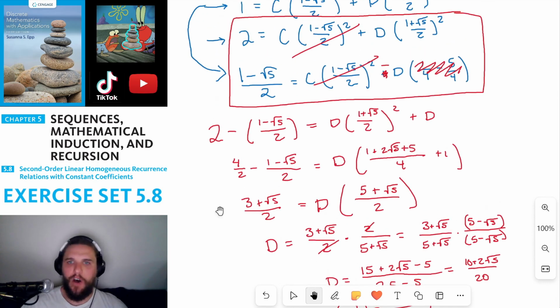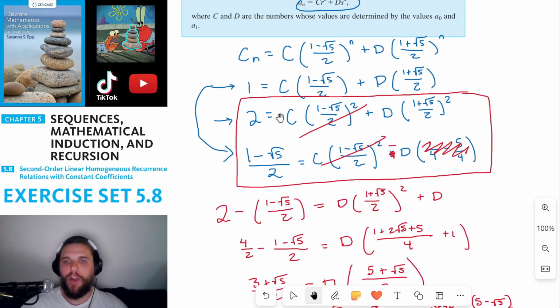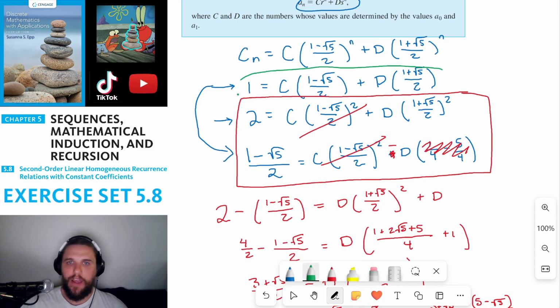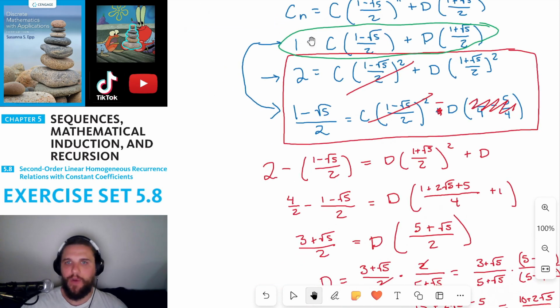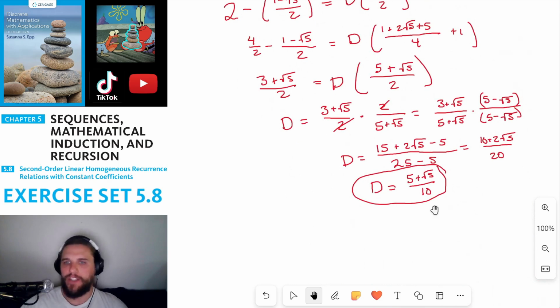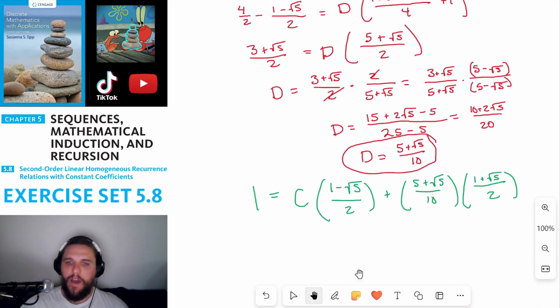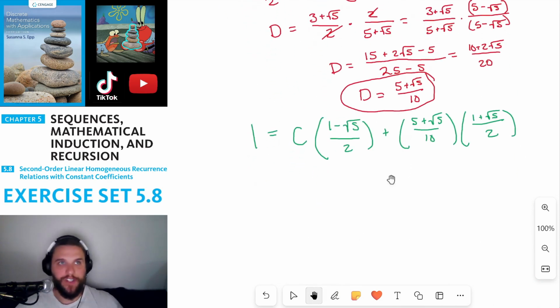Now let's solve for C. So we can go to any one of our equations, and I'm going to take the easiest one here and substitute our solution for D. So we're going to take this equation: 1 equals C times 1 minus root 5 over 2 plus D times 1 plus root 5 over 2, and we're going to substitute our solution here. And then we just have to solve for C.